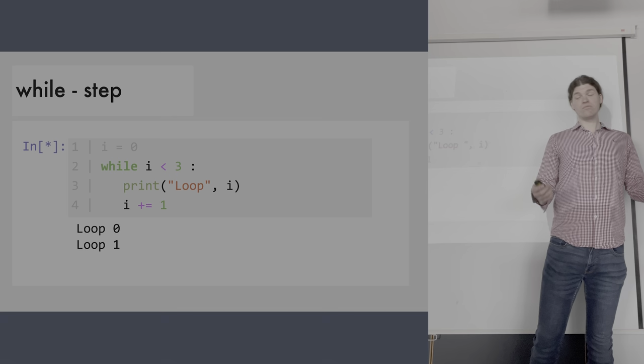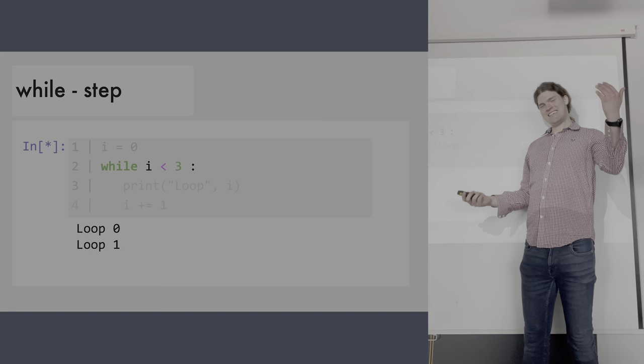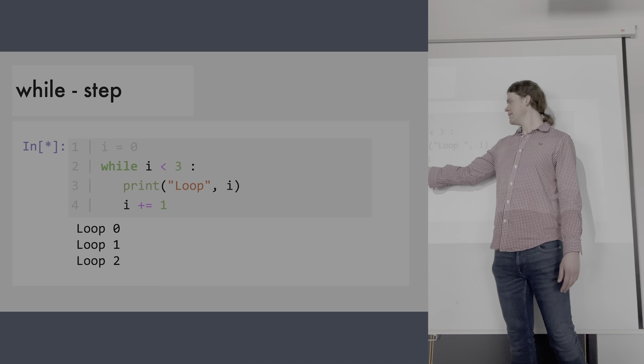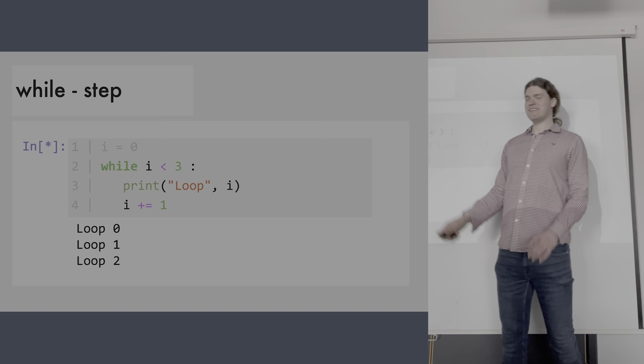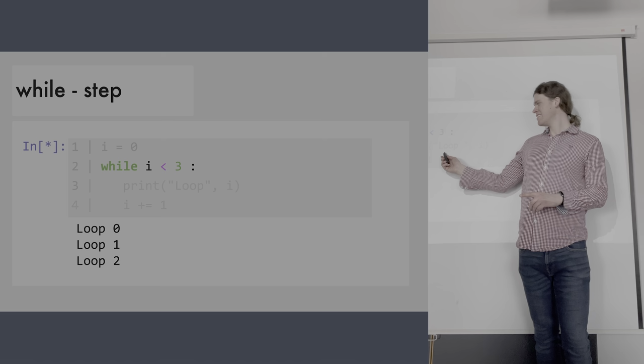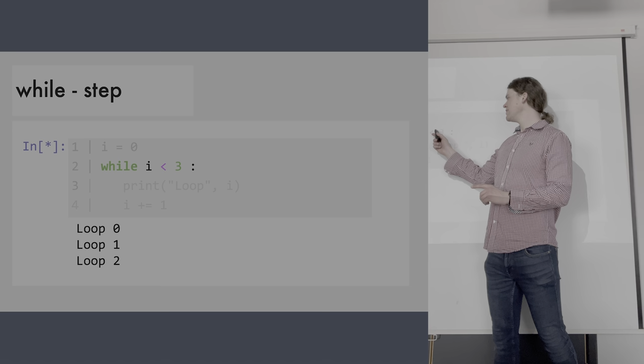Is 2 less than 3? Yes, it is. So we run it again, we see that. And now, the final bit, we add 1 to i. i was 2, now 3, and let's test it. Is 3 less than 3? It's not. So do I run code? No, I don't, because this had to be true, didn't it? But it's false, so therefore, stop the loop.